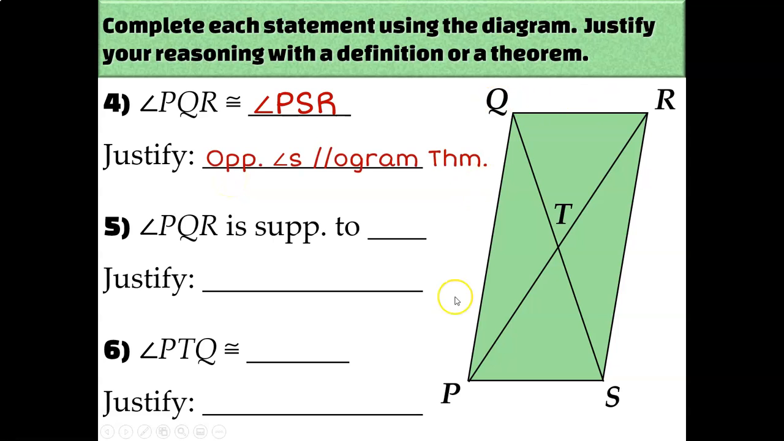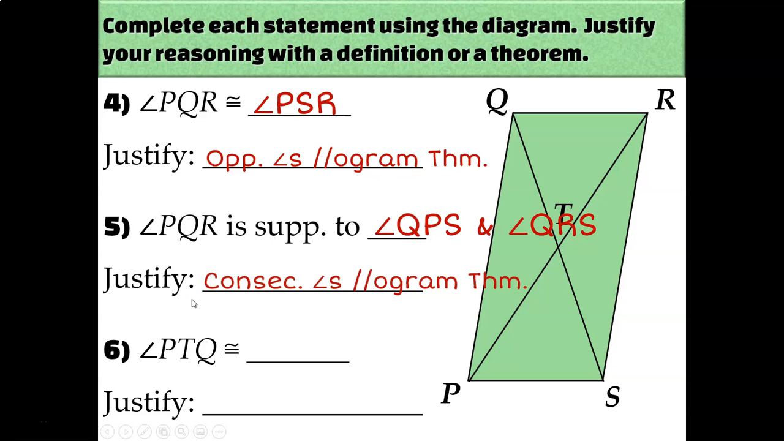What about supplementary? Which angle is PQR supplementary to? Well, there's actually two answers, right? Because each of the consecutive angles are supplementary to each other. So angle PQR is supplementary to angle QPS, so these two angles are supplementary. And also angle PQR is supplementary to QRS, so these two angles are supplementary. And your reason is the consecutive angles of a parallelogram theorem.